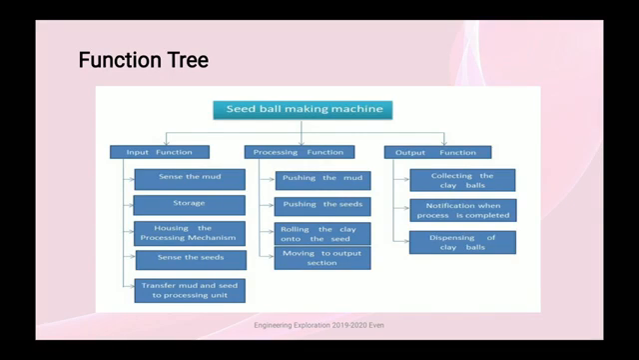Function tree. We have divided the seed ball making machine into 3 important units. First one is the input unit, which includes sensing the mud, storage, housing the processing mechanism, sensing the seeds, and transferring mud and seed to the processing unit. The second unit is the processing unit, which includes pushing the mud, pushing the seeds and rolling the clay onto the seed, then moving to the output section. The third unit is the output unit, collecting the clay balls, notification when the process is completed, then dispensing of clay balls.